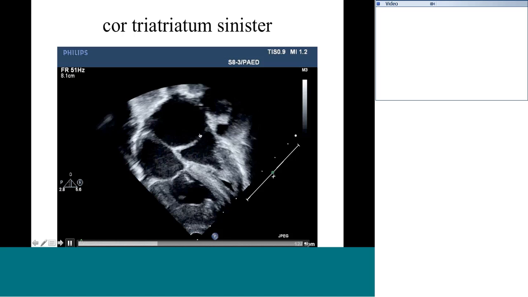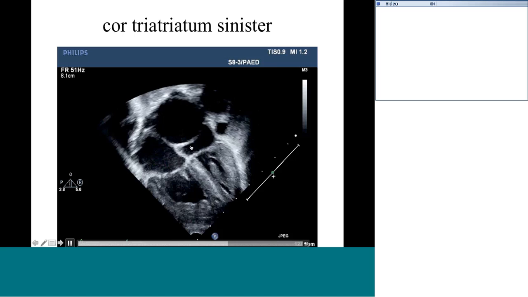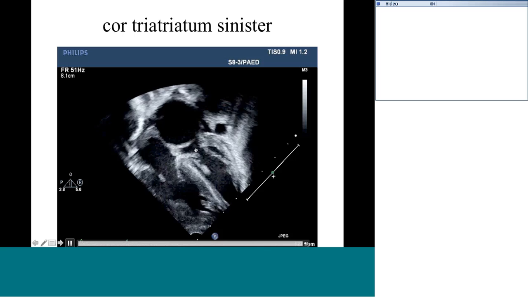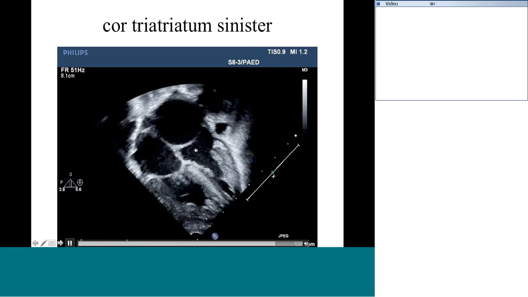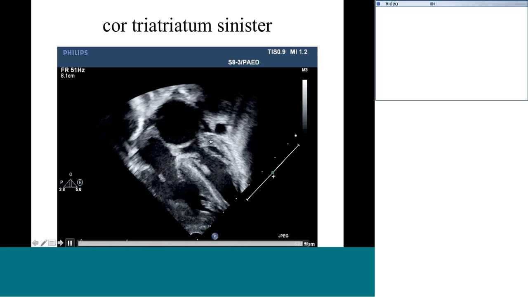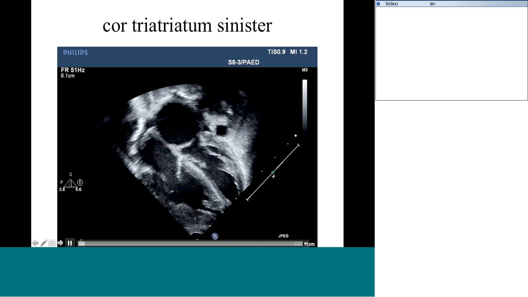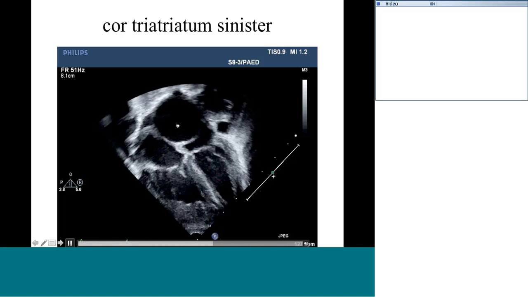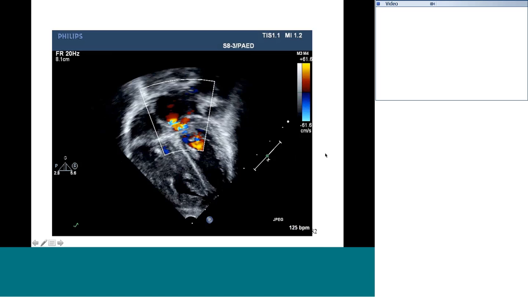Then will come the question of how to differentiate between triatriatum and supramitral ring. For differentiating between the two structures, we need to recognize that this intervening chamber will have the left atrial appendage in triatriatum, whereas if it is a supramitral membrane, the left atrial appendage will be above this structure.